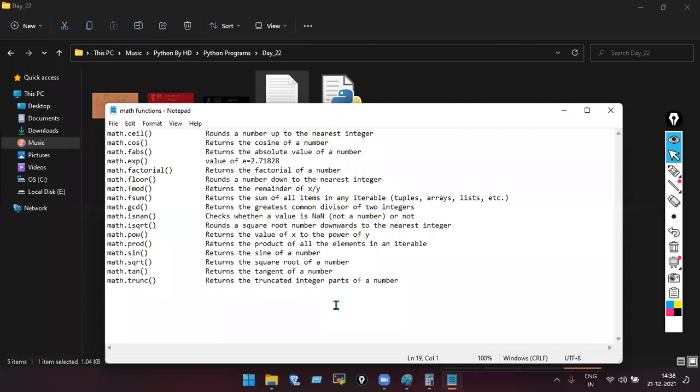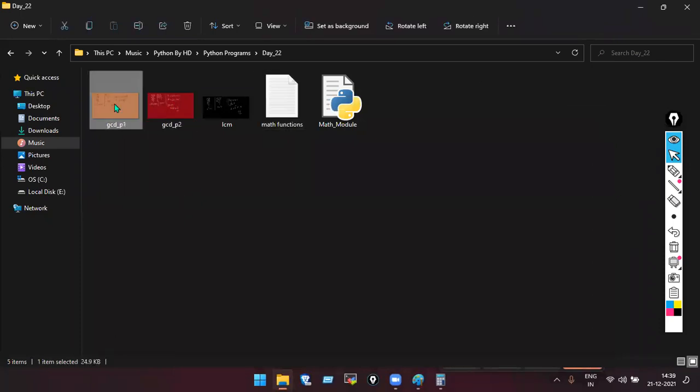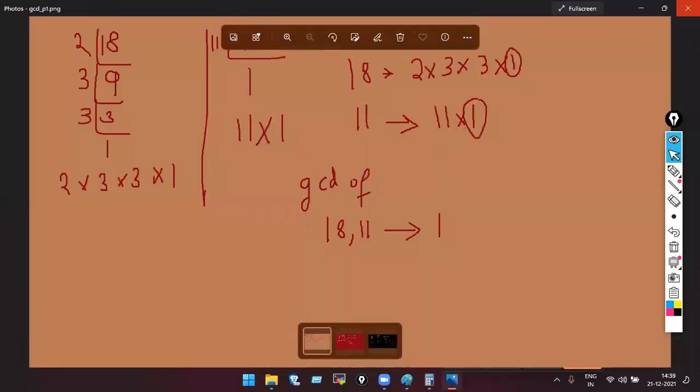In this, what is most important to me? Factorial is important, then GCD, then LCM also, then power, product. That's it. Remaining things, square root also, whether you know them or don't know them, it's fine. Out of these, you have to at least know 4. That's enough for us. Clear? So tomorrow we'll start the practical part: how to find the GCD, how to find the LCM, all those things.